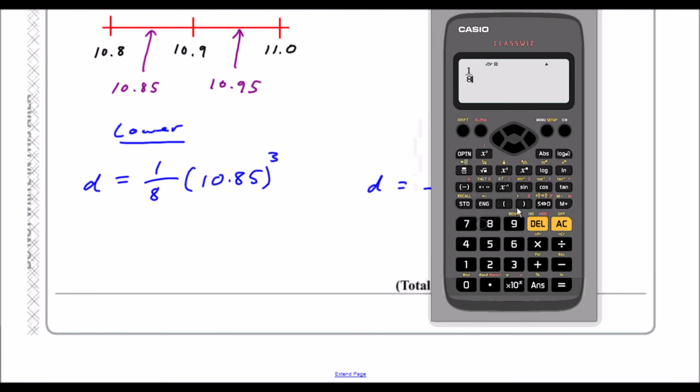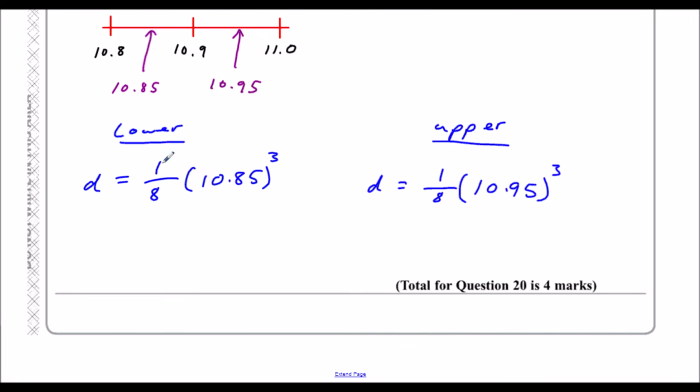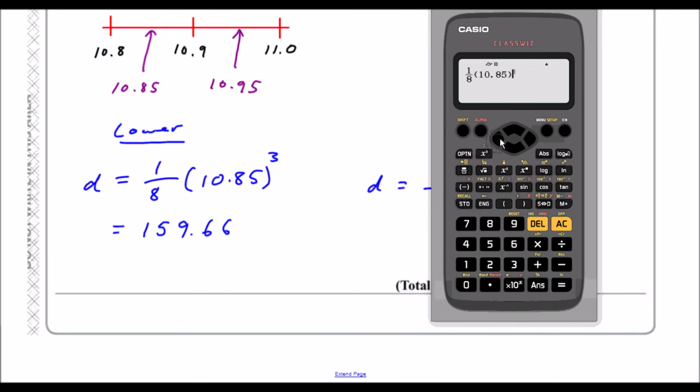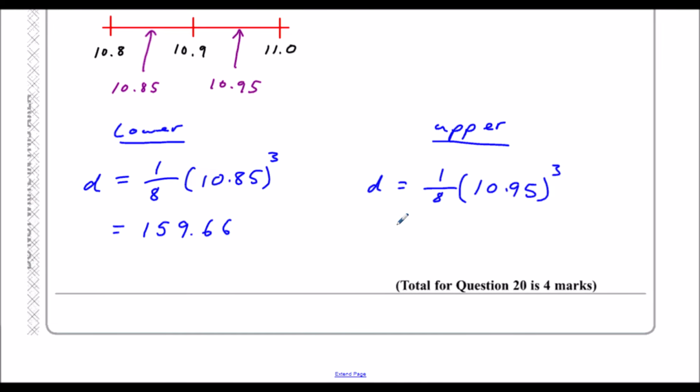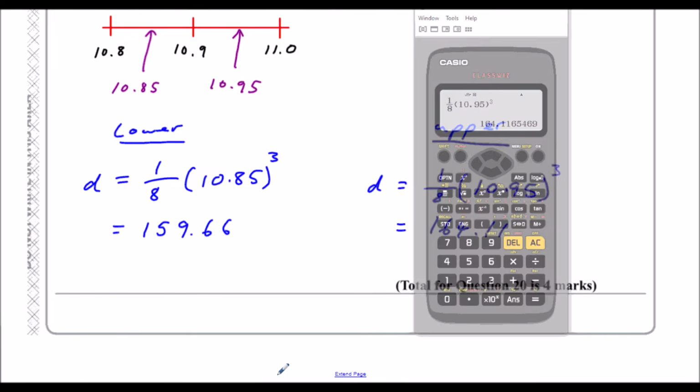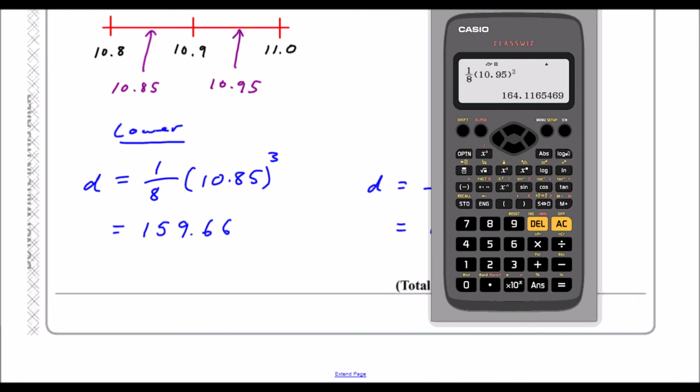So 1/8 times 10.85 cubed is 159.66. And 1/8 times 10.95 cubed is 164.1211. So one truncated, one rounded.